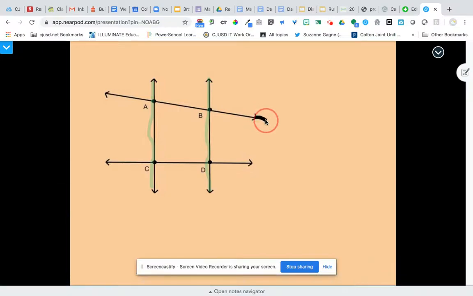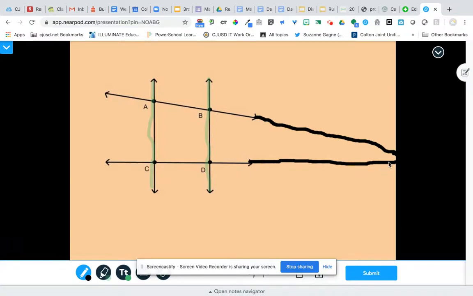Watch what happens. If I extend this line and I keep going in at the same angle in the same direction, look what's eventually going to happen. These two lines are getting closer and closer together until eventually they're going to touch in this direction. In this direction, they're never going to touch because this one's always going to angle higher and higher and keep going higher, and this one is angling straight out. So these will never touch.